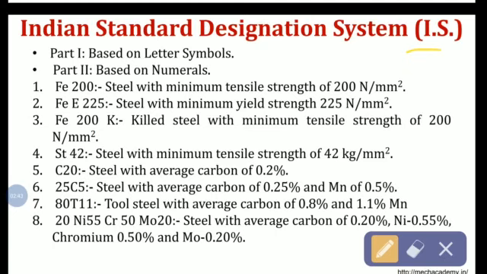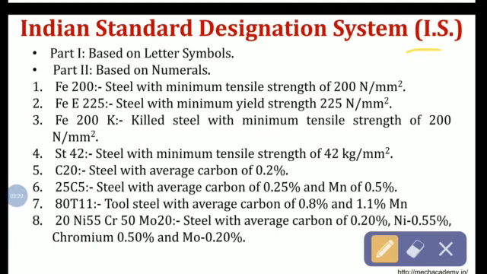So for the purpose of code designation, steels have been classified on the basis of what? Mechanical properties and chemical composition. So steels are classified on the basis of mechanical properties and chemical composition. Code designation on the basis of mechanical properties is based on what? Tensile strength and yield strength. It may be given according to tensile strength or yield strength, correct? So we'll see examples one by one here.